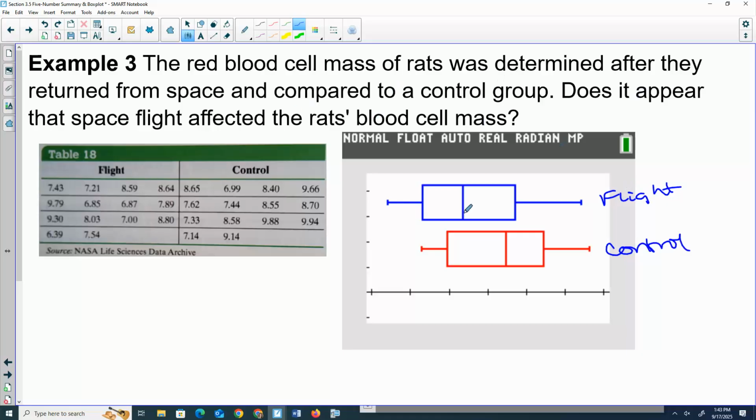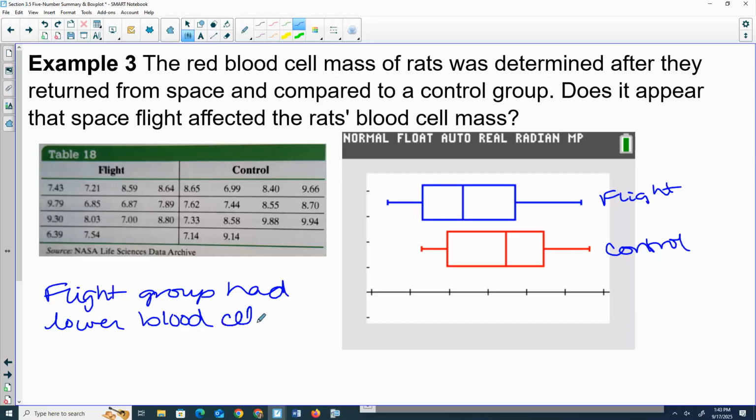So if I'm trying to make some comparisons, what happened to the flight group? The flight group had lower blood cell mass. Okay, it was also, if you want to talk about shape, more skewed. We can see those tails are longer. So it's definitely more spread out. It had some really low ones, some high ones, but our median was lower, and the box itself is all shifted down. So we can make some conclusions there.